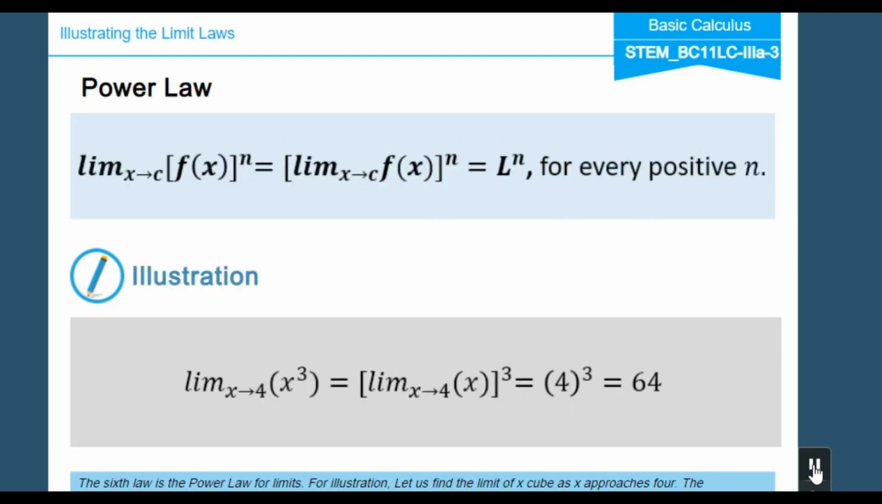The sixth law is the power law for limits. For illustration, let us find the limit of x cubed as x approaches 4. The resulting limit is 64.